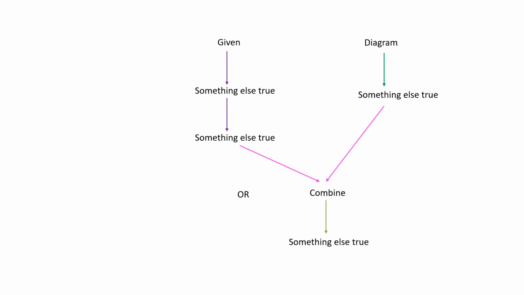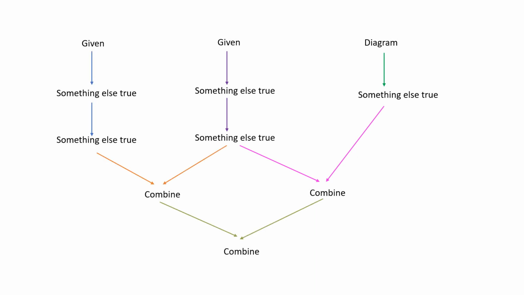Sometimes you have a given and say some stuff and you're done. Then you go over to the diagram, like segment addition postulate, say some stuff, and then you combine. Completely crazy. Two separate givens, a diagram, combine, combine, combine. So just always try to remember that saying something else is true is the most important part of the proof.